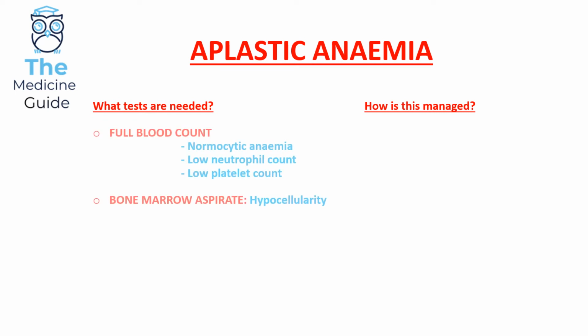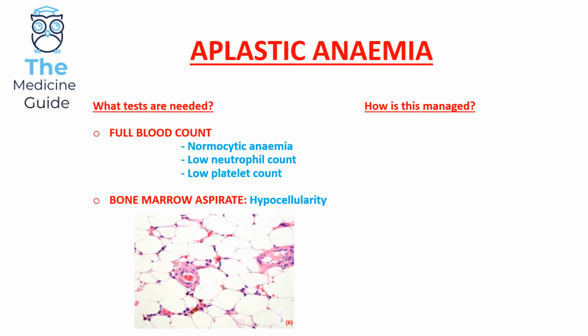And in terms of tests, we need to perform a full blood count, and these patients classically present with a normocytic anemia. Because these patients suffer from pancytopenia, they will have a low platelet count, low neutrophil count and a low white cell count. And the bone marrow aspirate, like I said previously, will show hypocellularity. So if you just have a look at this bone marrow aspirate, hopefully you can appreciate that. And in terms of management, we can consider allogenic stem cell treatment if the patient's under the age of 50, but if the patient's above the age of 50, we would consider immunotherapy.